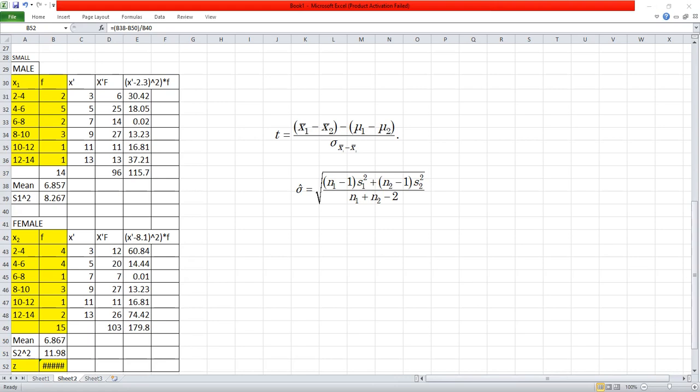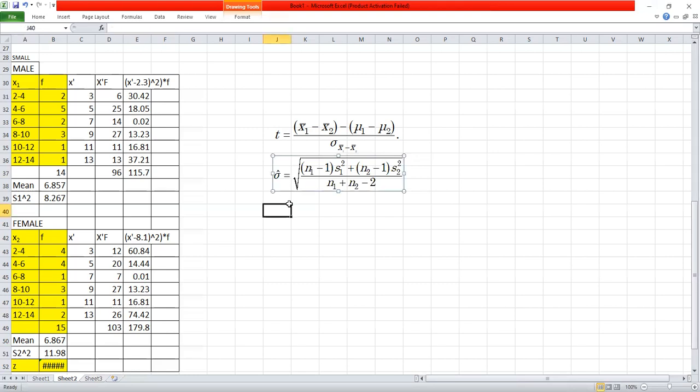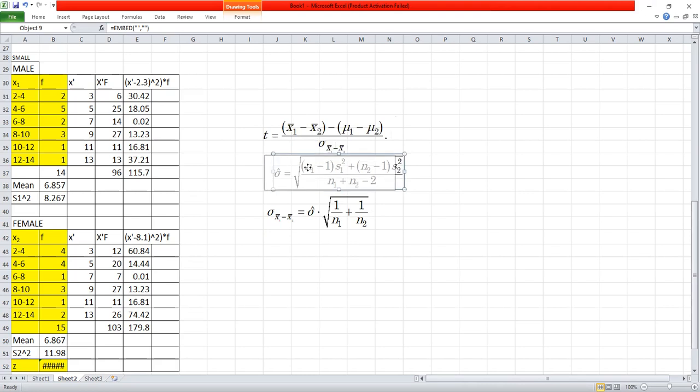But it's very easy. So this one here is for when variances are equal. When you assume equality of variances, you get this. Then for you to get this one here, you need to get that one. So these three are for equal variances.